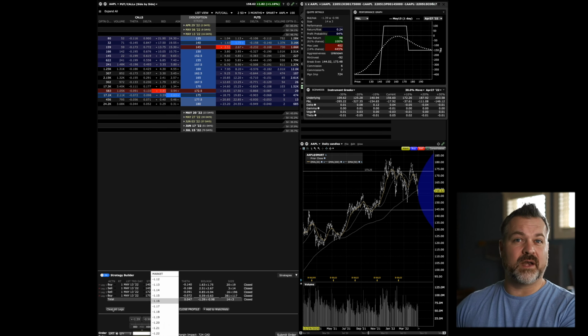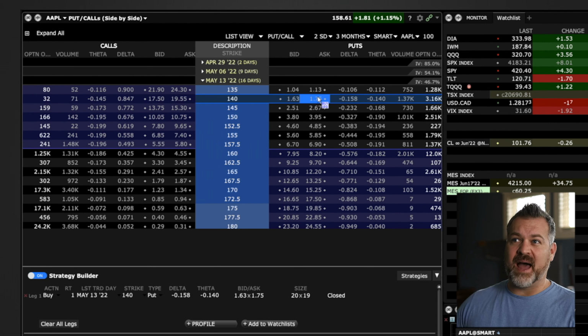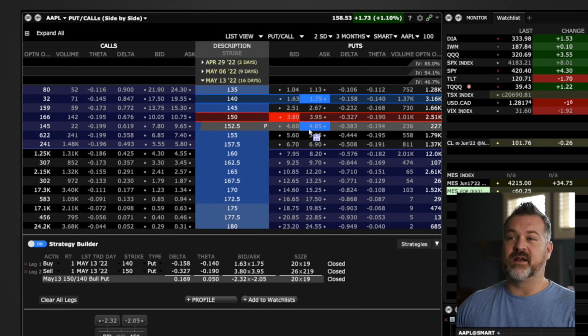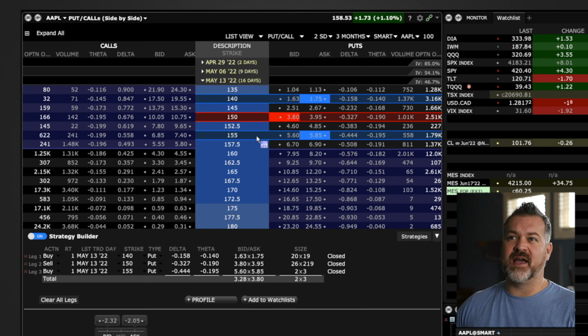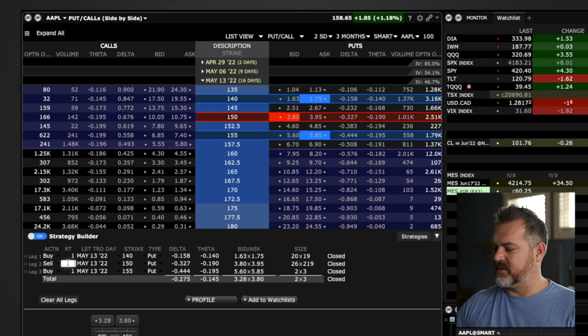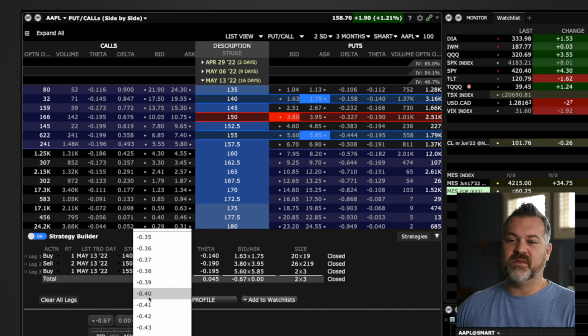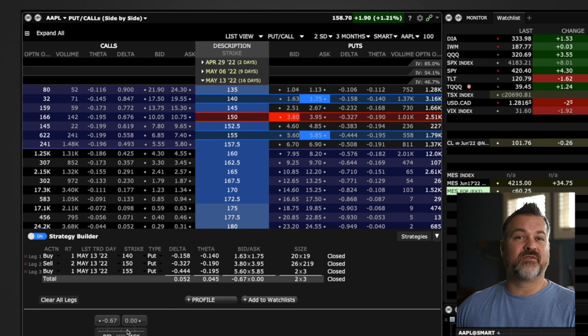I liked that long 140 put, so I'm going to buy that on this side. Then I'm going to sell two of the 150s, and I'm going to buy a 155. I'm going to buy a second contract. So this is comprised of two spreads. We've got a bull put credit spread and we've got a bear put debit spread. They're both being entered for a net credit. So in this case, I can pull this up and I can see I would open this trade for about 40 cents today. That would be my assumption.